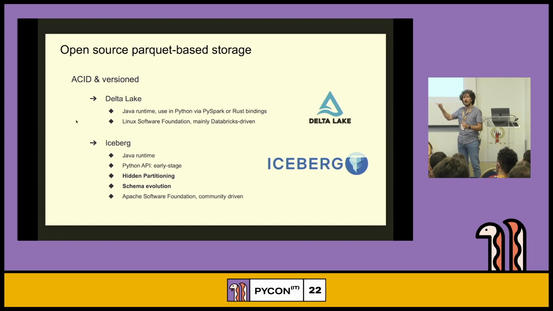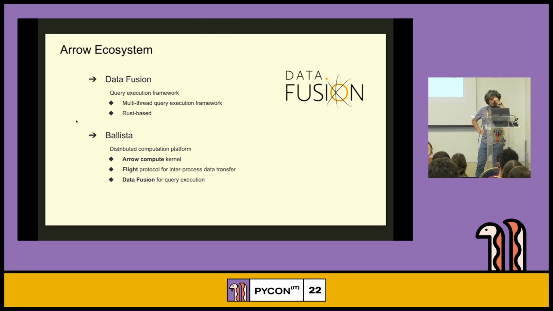It's called partition hiding. I don't have time to explain in detail, but it's a really cool feature that makes your code more maintainable. And the other 2 projects I want to mention are in the Arrow Rust ecosystem.